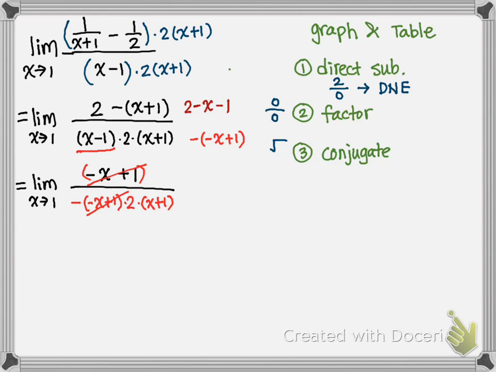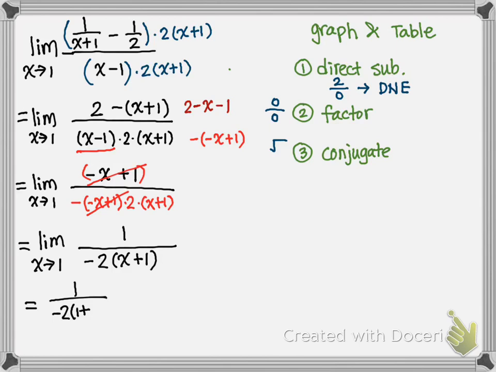And what is left is limit as x approaches 1. On the top, if you cancel out, you get 1 because you have a fraction. In the bottom is negative 2 times x plus 1. Now at this point, we can try to do a direct substitution. If we get a number, we're done. So we get 1 over negative 2 times 1 plus 1. So you get negative 1 over 4. And that is the final answer for the limit.